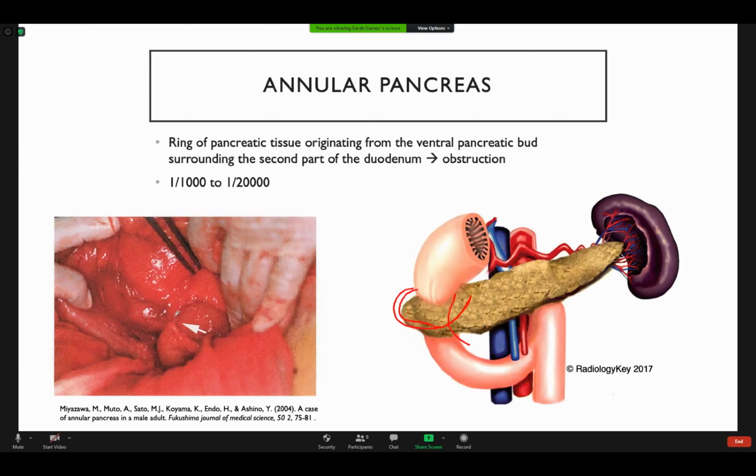This is a picture from a surgical procedure where you can see clearly that the duodenum is obstructed by that pancreatic tissue. So this can have pretty severe clinical effects on the patient, and you can go in and surgically fix it. But this affects about 1 in 1,000 to 1 in every 20,000 people, who have this annular pancreas.